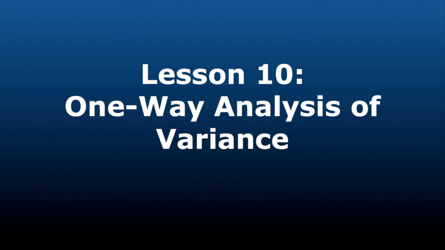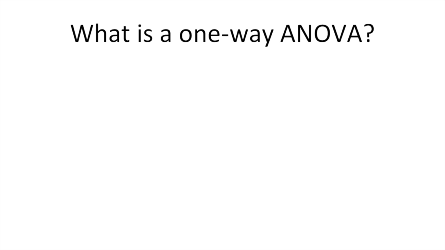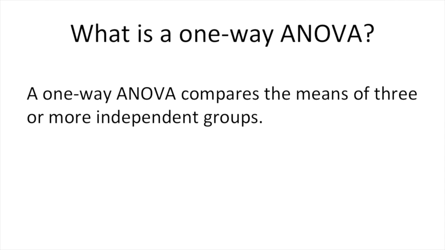Welcome to Lesson 10, One-Way Analysis of Variance. This is also known as a one-way ANOVA. Your first question is probably, what is a one-way ANOVA? A one-way ANOVA compares the means of three or more independent groups.